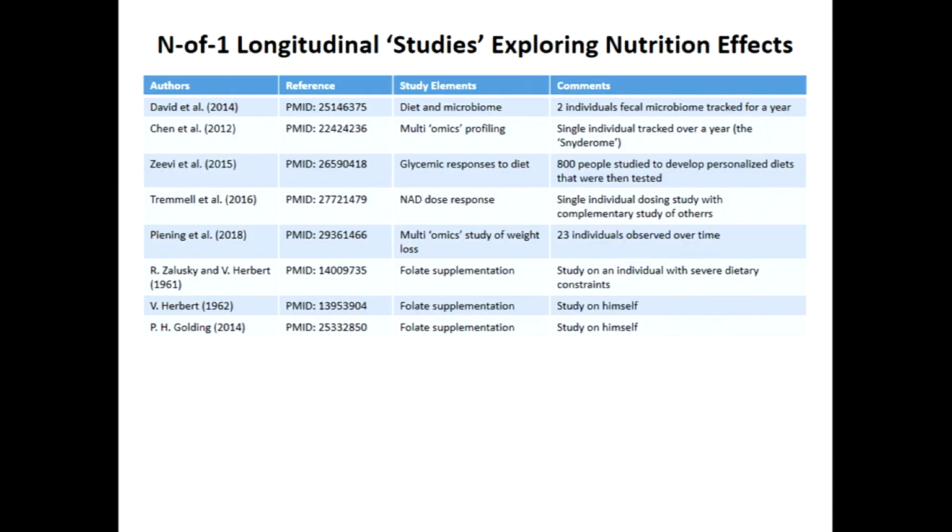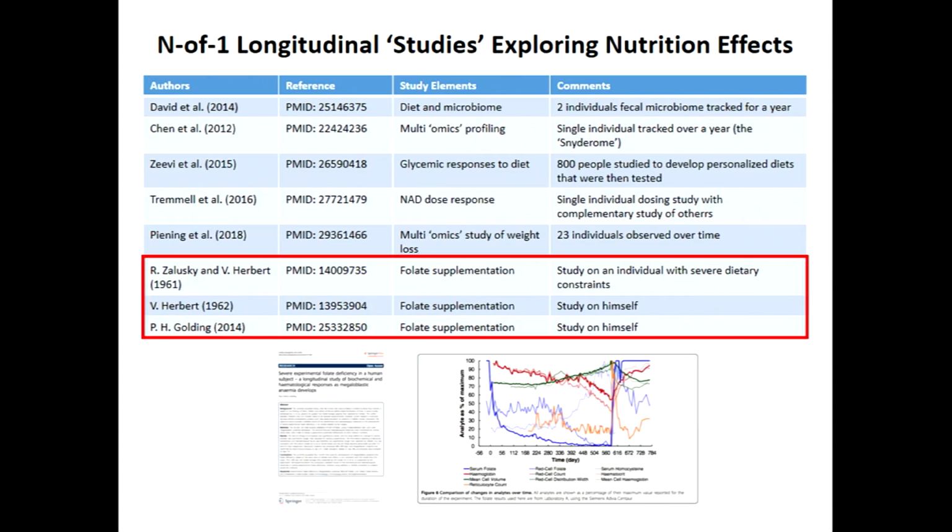Many N of 1 trials have been pursued that are of relevance to the nutritional field. I'll just draw your attention to a few pursued by Victor Herbert, whose name came up yesterday. He actually subjected himself to an N of 1 trial and then had another person that he studied who had been subjected to severe dietary constraints due to economic reasons, and then gave him folate supplementation to kind of determine the benefits of folate and the appropriate dosing.